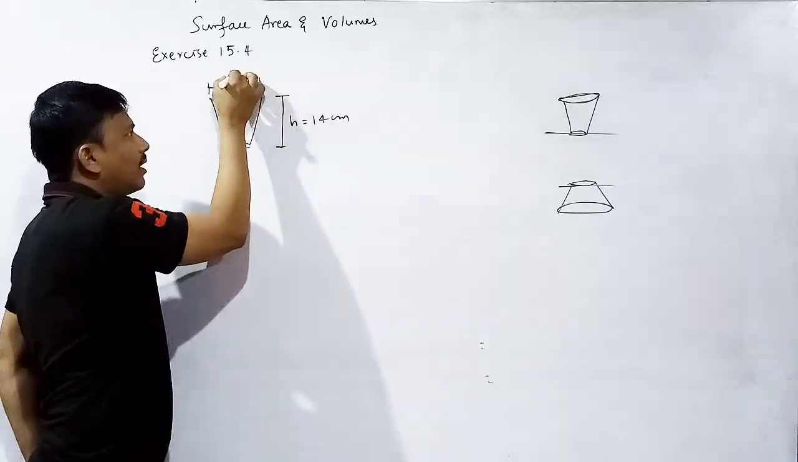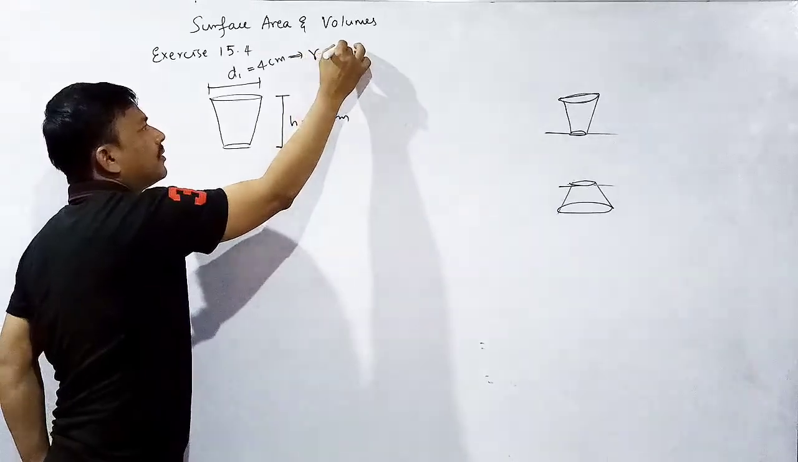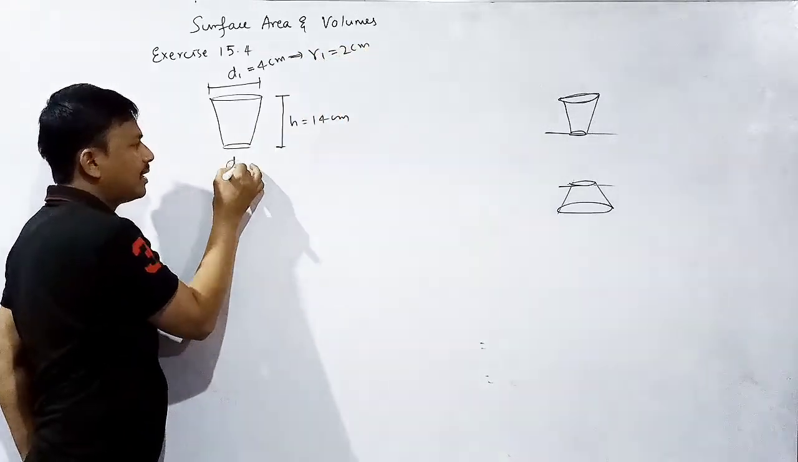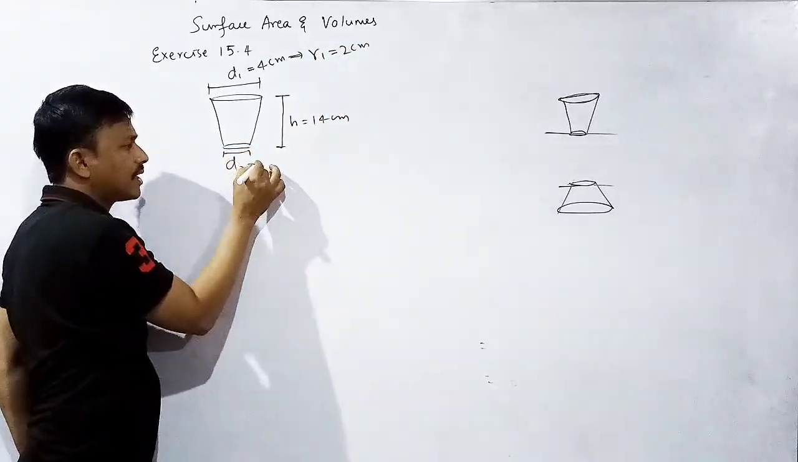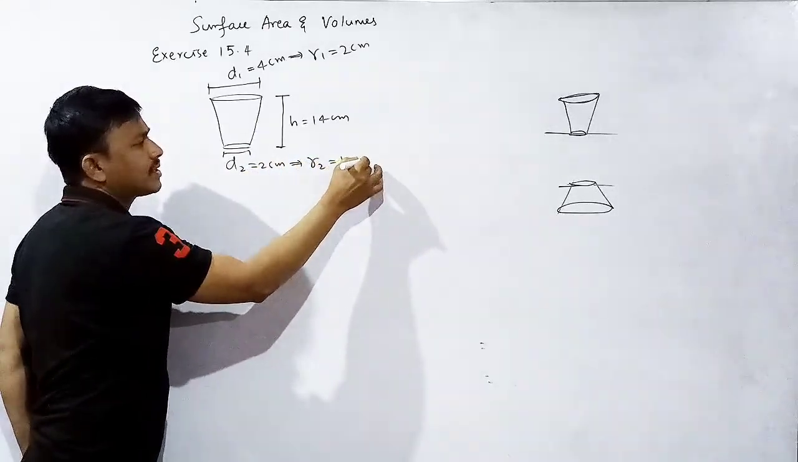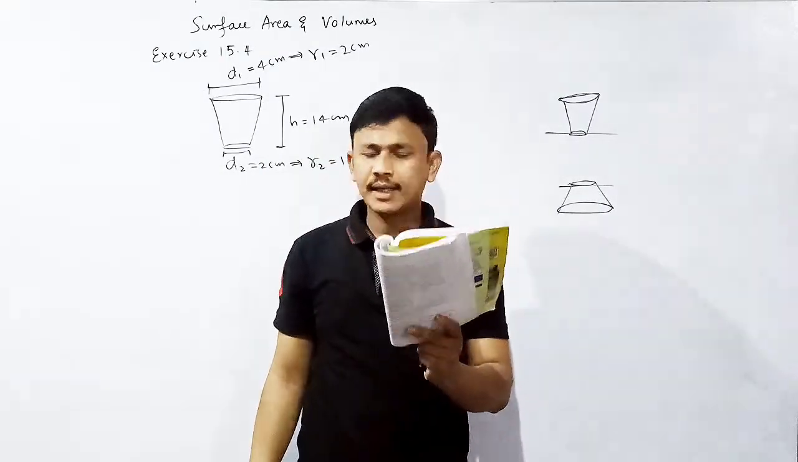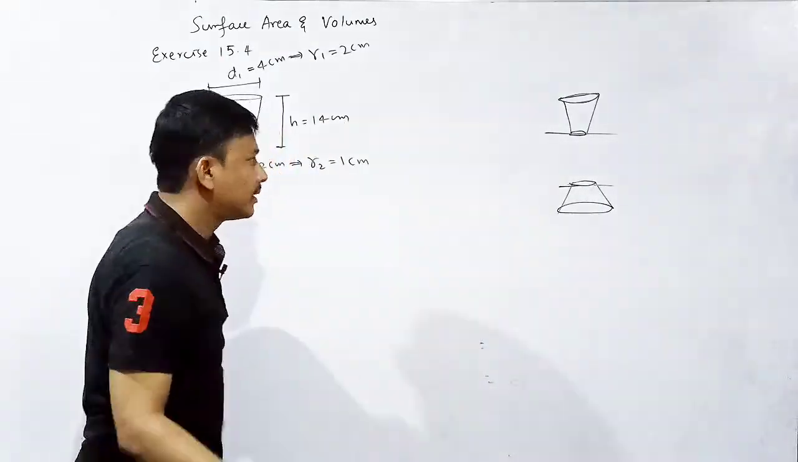Diameter D1 is equal to 4 centimeter. This means R1 is equal to 2 centimeter. Diameter D2 is equal to 2 centimeter. Then the radius R2 is equal to 1 centimeter. Correct? Then find the capacity of the glass. We need to find out the capacity.